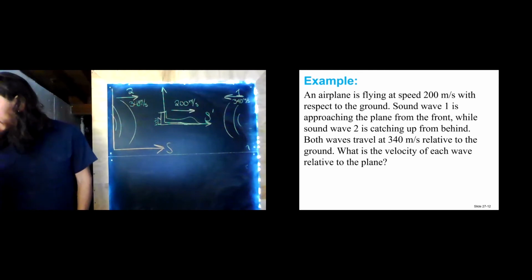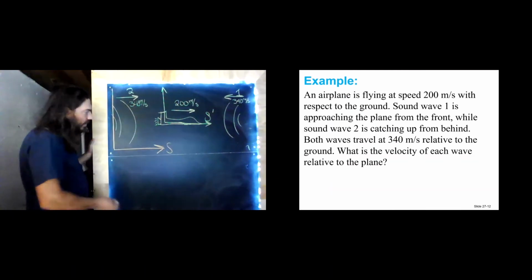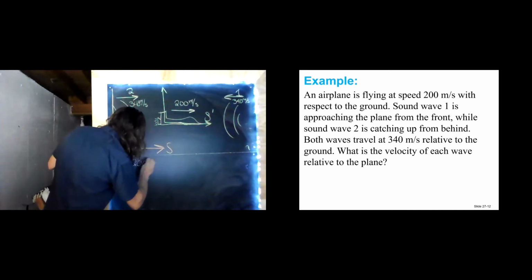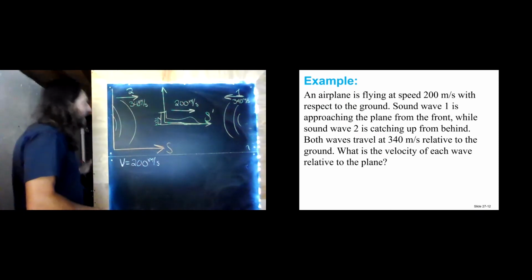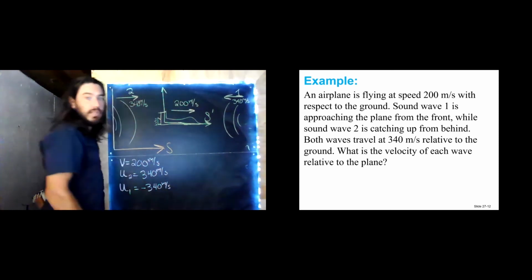So now we are ready to list our variables. Well, how fast is the reference frame moving? That's V. V equals 200 meters per second. And then we have U of sound wave 2 is equal to positive 340 meters per second. U1 is a tiny bit tricky. It's headed in that direction, so that's negative 340 meters per second.